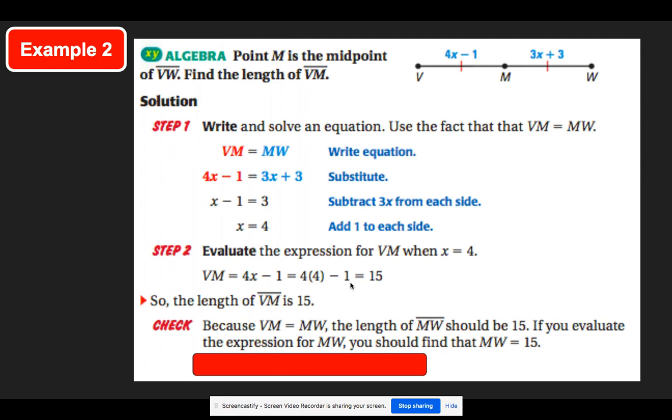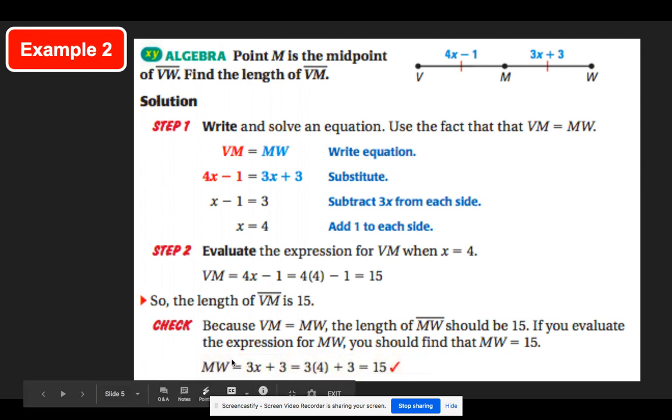I can easily check my work with midpoint problems by plugging in for MW and making sure that I also get 15. So MW is 3x plus 3, or 3 times 4 plus 3, which is 15. And I've just shown that if VM is 15 and MW is 15, therefore M had to be the midpoint.